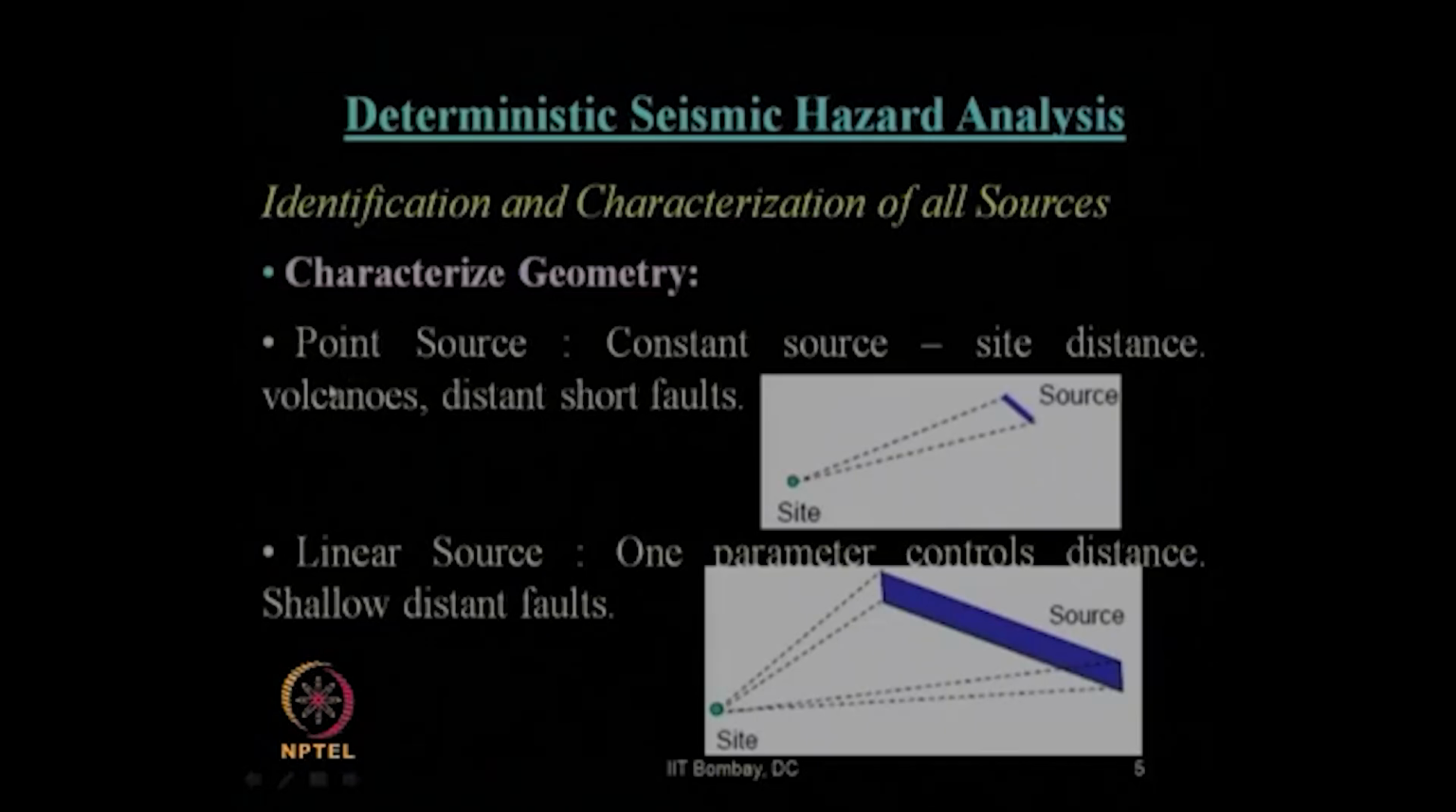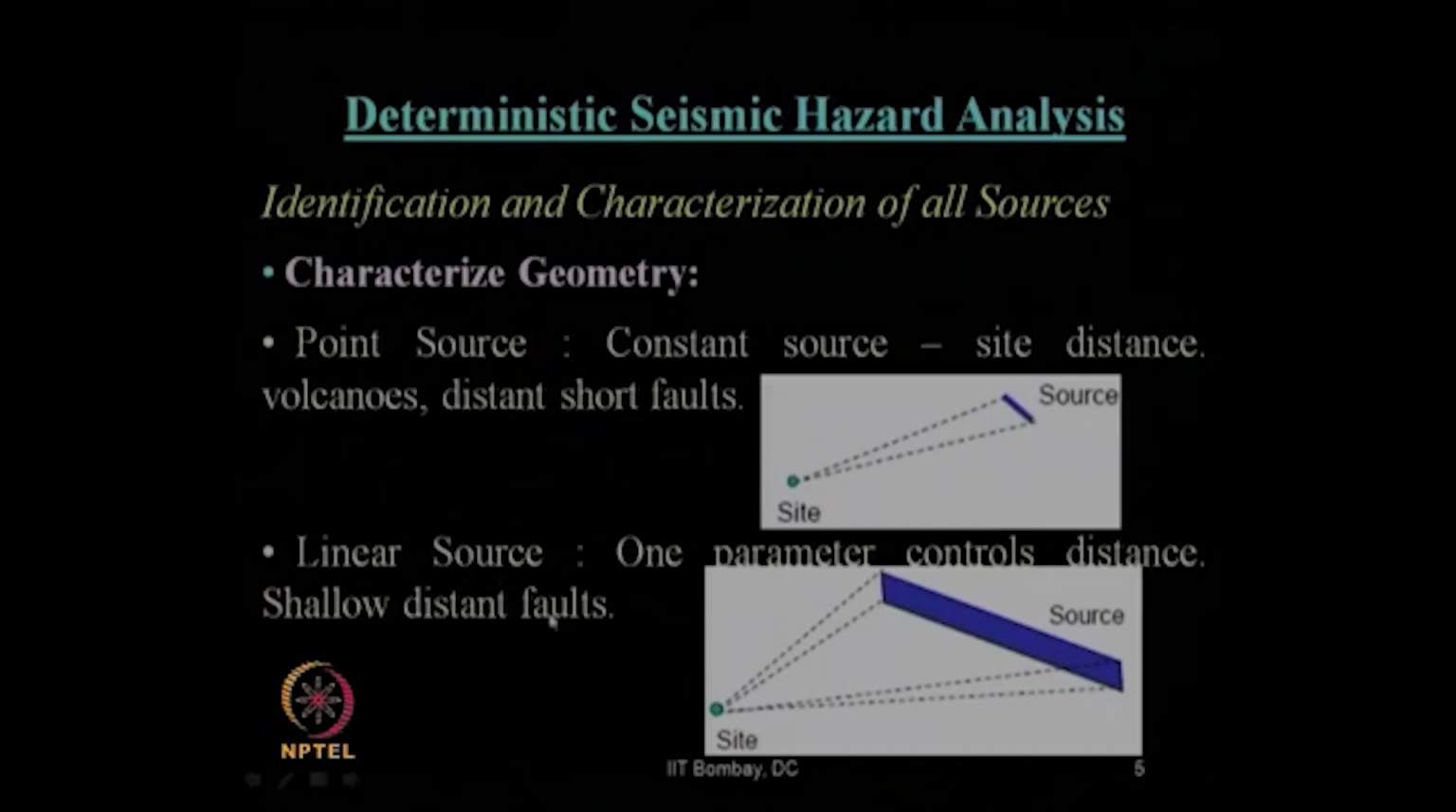Then next, once we find out up to which distance we will consider all the sources, we have to characterize the geometry of all the sources. So, how to characterize that? They can be either point source, where from the site to the source we will have a constant distance, because it is just similar to a point. For example, volcanoes, short distances etc., are of such category.